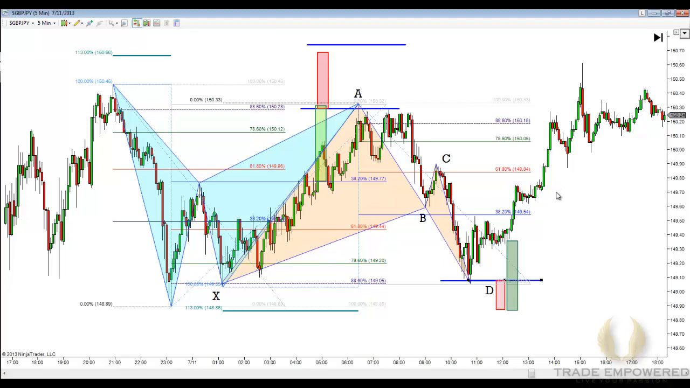That's the bat pattern. You can see why it's one of my favorites. Again, it's not the most popular out there. We don't see it as much as the cipher pattern, but it offers a very good risk reward. And when you find one, you need to take advantage of it.